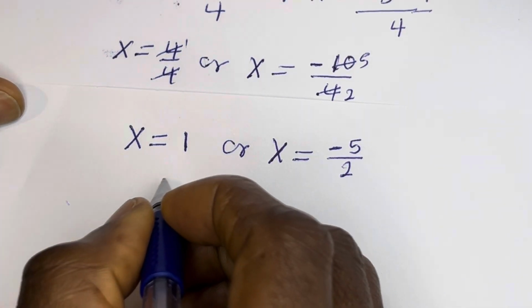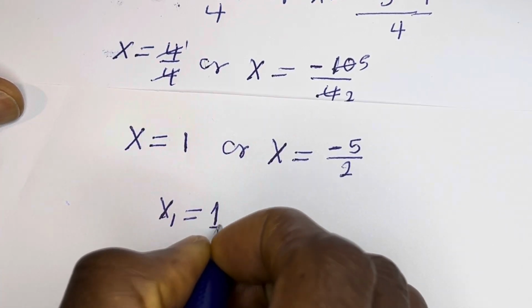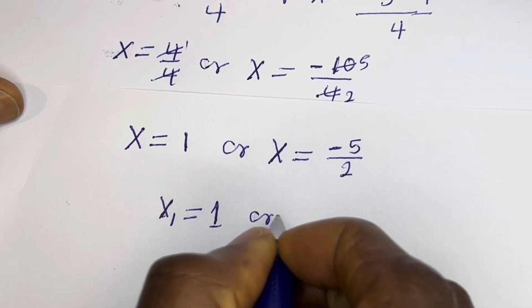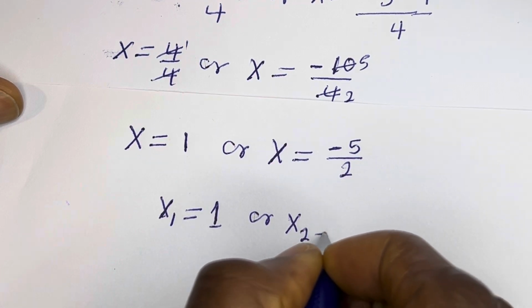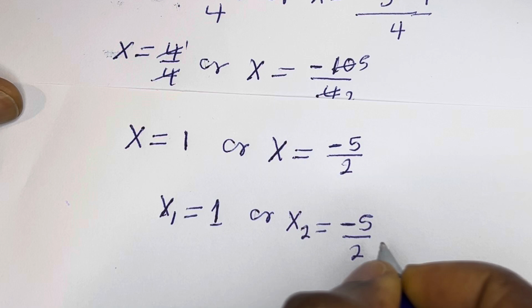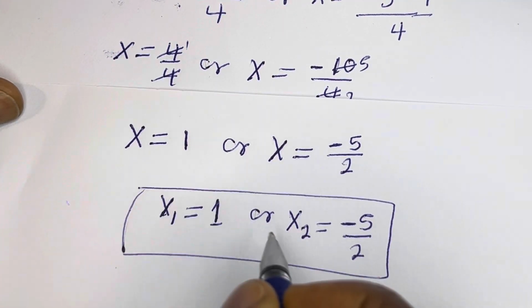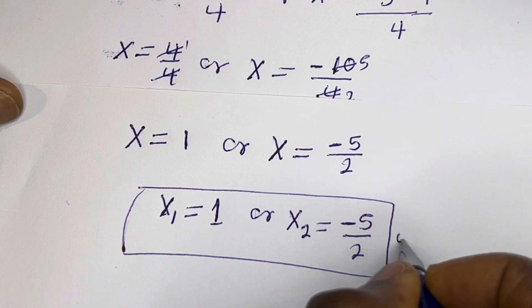Therefore, our final answers are s1 is equal to 1, or s2 is equal to minus 5 over 2. This is the final answer. We may check to confirm if this answer is right or wrong. Let's check.